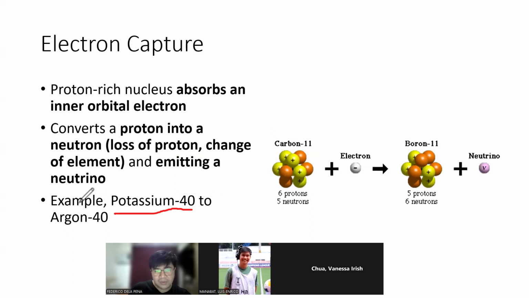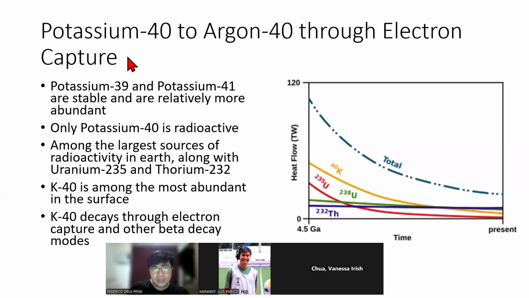The more important example is the electron capture decay of potassium 40 into argon 40. So potassium 40 transmutes into argon 40 through electron capture. Now let's talk about potassium.